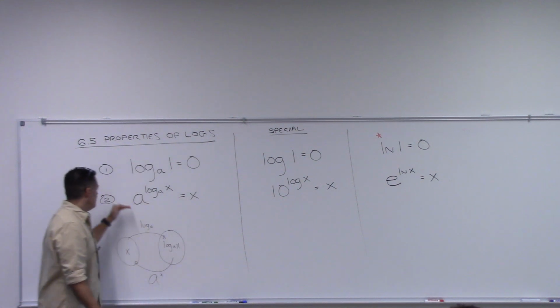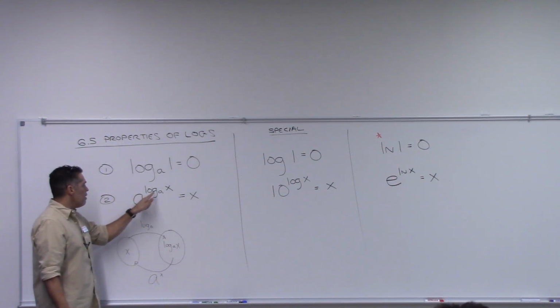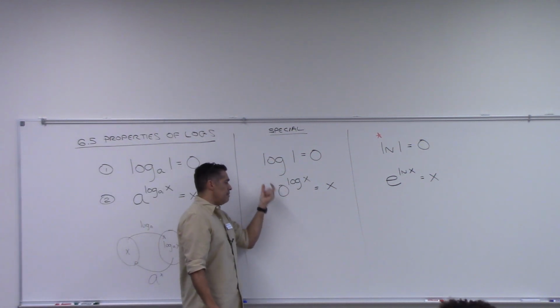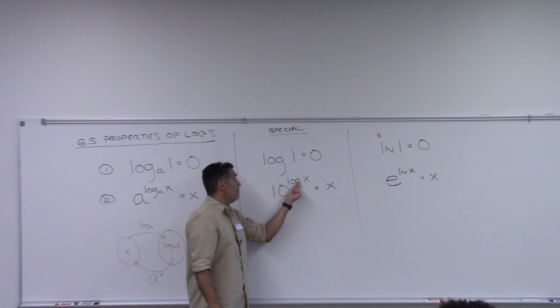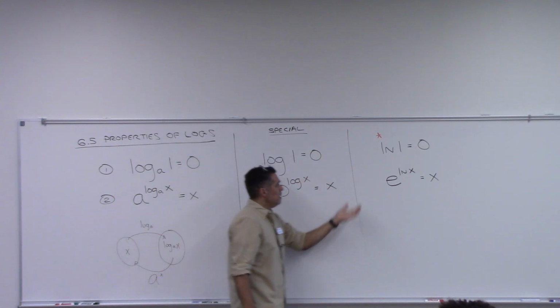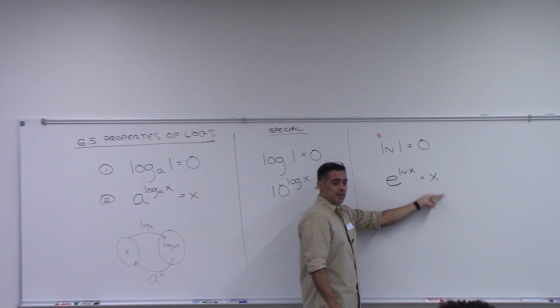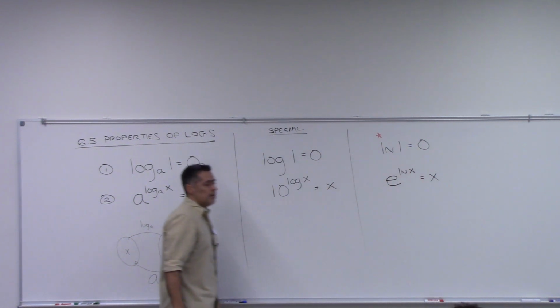So in general, any base A raised to log base A of x, the x just falls out. In this special case, the base is 10, so 10 raised to the log base 10 of x should just give you x. Here the base is E, so E raised to the log base E of x should be x as well. Any questions?